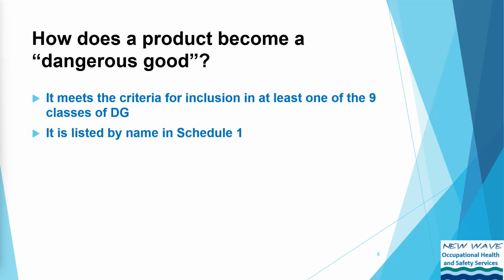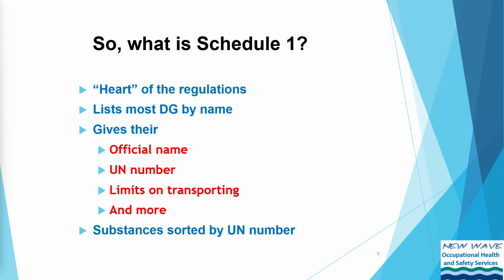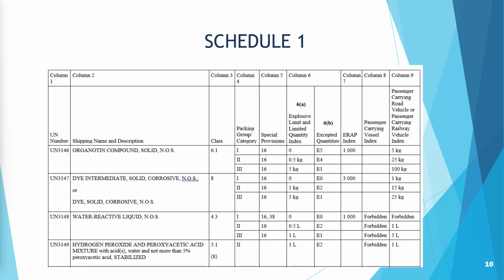If a product is listed in Schedule 1 of the regulations, it is also a dangerous good. So what is Schedule 1? Despite its unassuming name, Schedule 1 is the heart of the regulations. At 280 pages long, it lists most dangerous goods, giving their official name, UN number, limits on transporting, and much more. We'll discuss all of these parts of Schedule 1 in the next few minutes. Now, products in Schedule 1 are sorted by their number. This is an excerpt from Schedule 1, basically a random page.